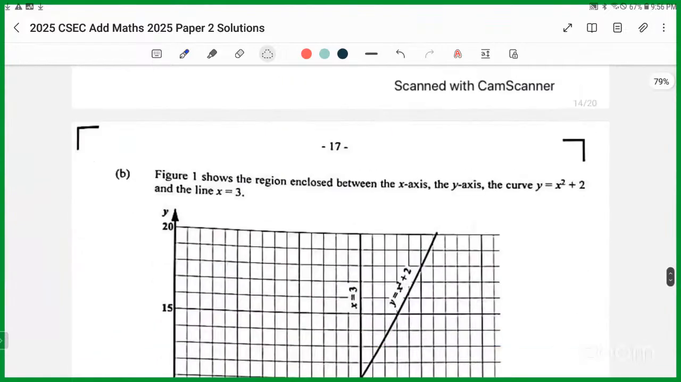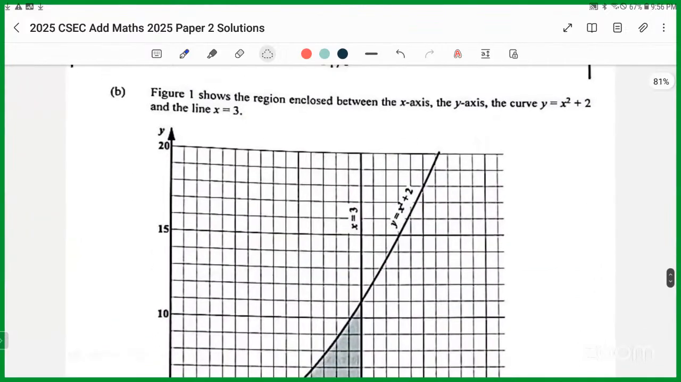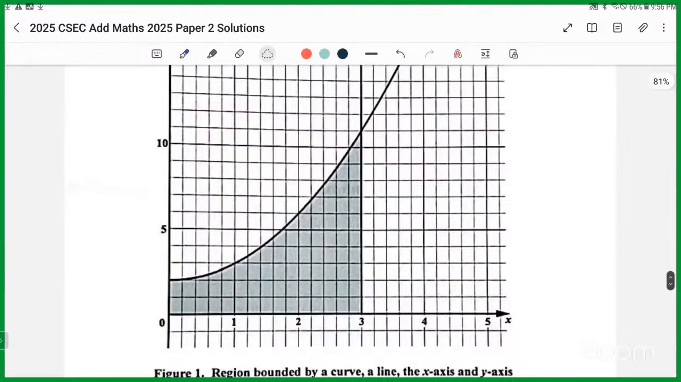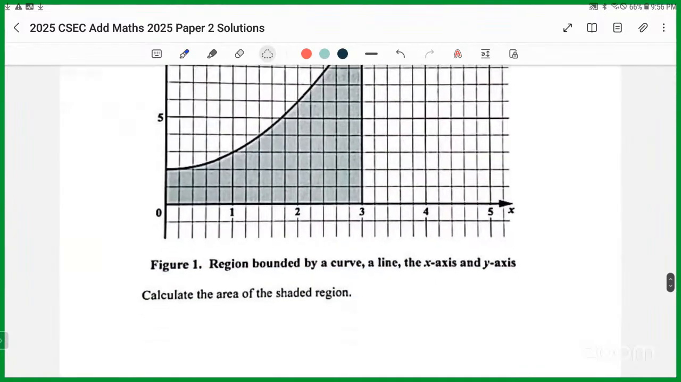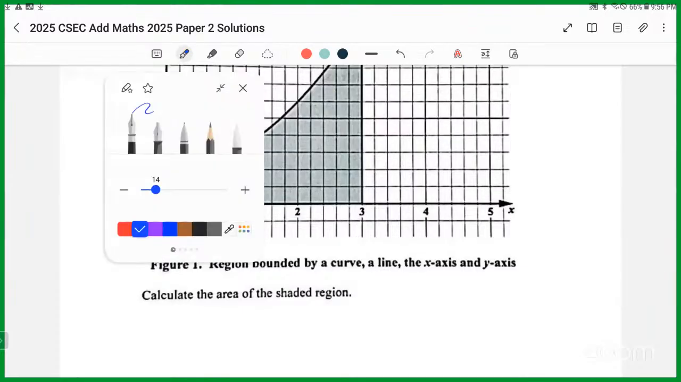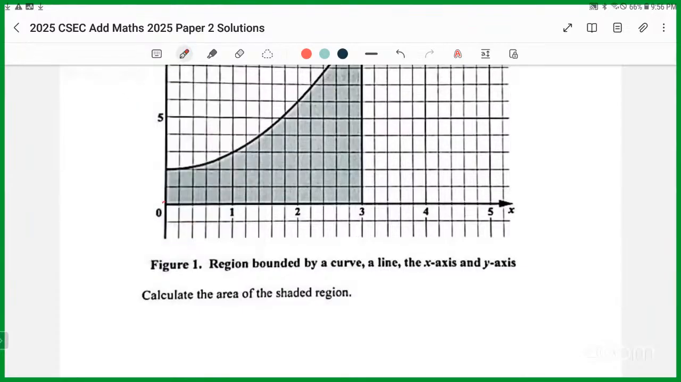So that's a nice easy paper so far. Part B says figure 1 shows the region enclosed between the x-axis, the y-axis, the curve y equals x squared plus 2, and the line x equals 3. It's that region. The y-axis is where x equals 0, and this line is where x equals 3.